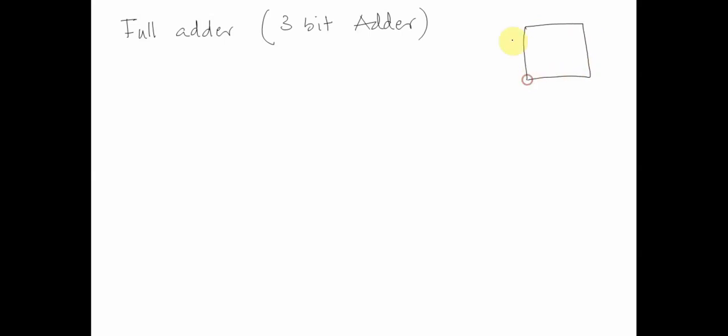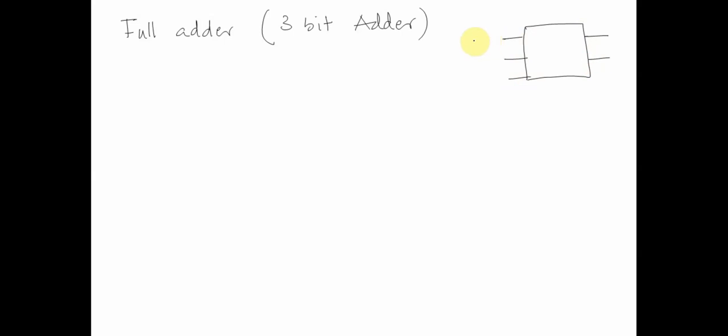Next concept is something which we call a full adder. And full adder is nothing but a 3-bit adder. Half adder was a 2-bit adder, full adder is a 3-bit adder. So to say, it is something like this. We have a black box circuit over here. We have three inputs, right? And we have two outputs.